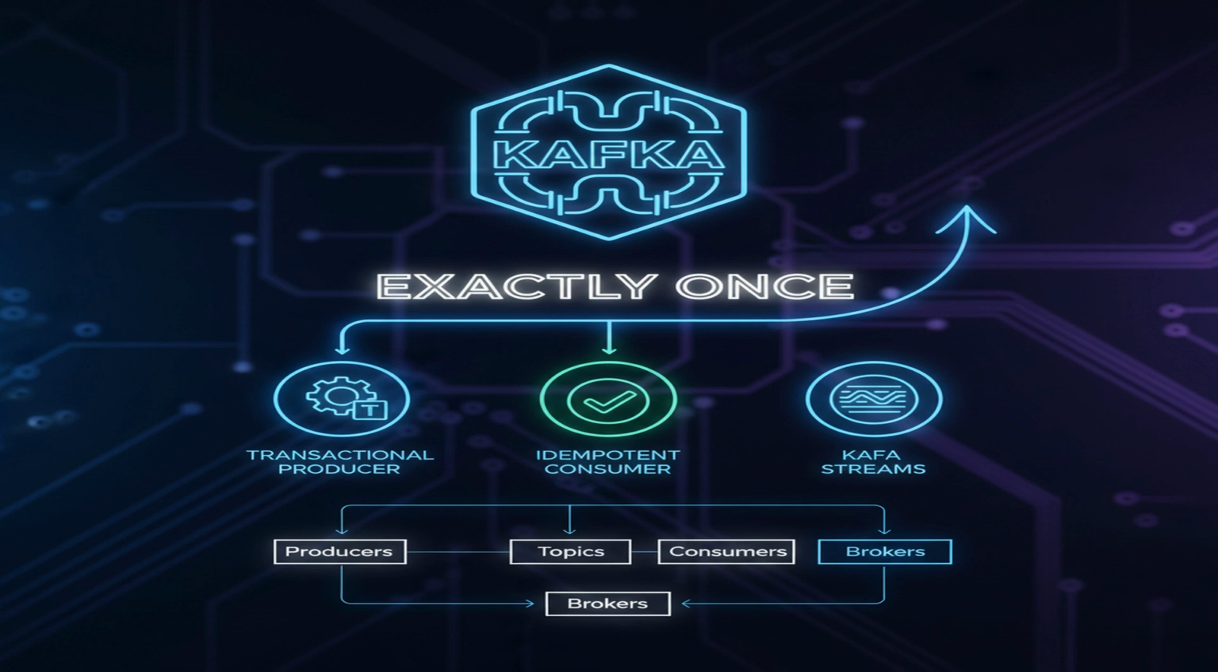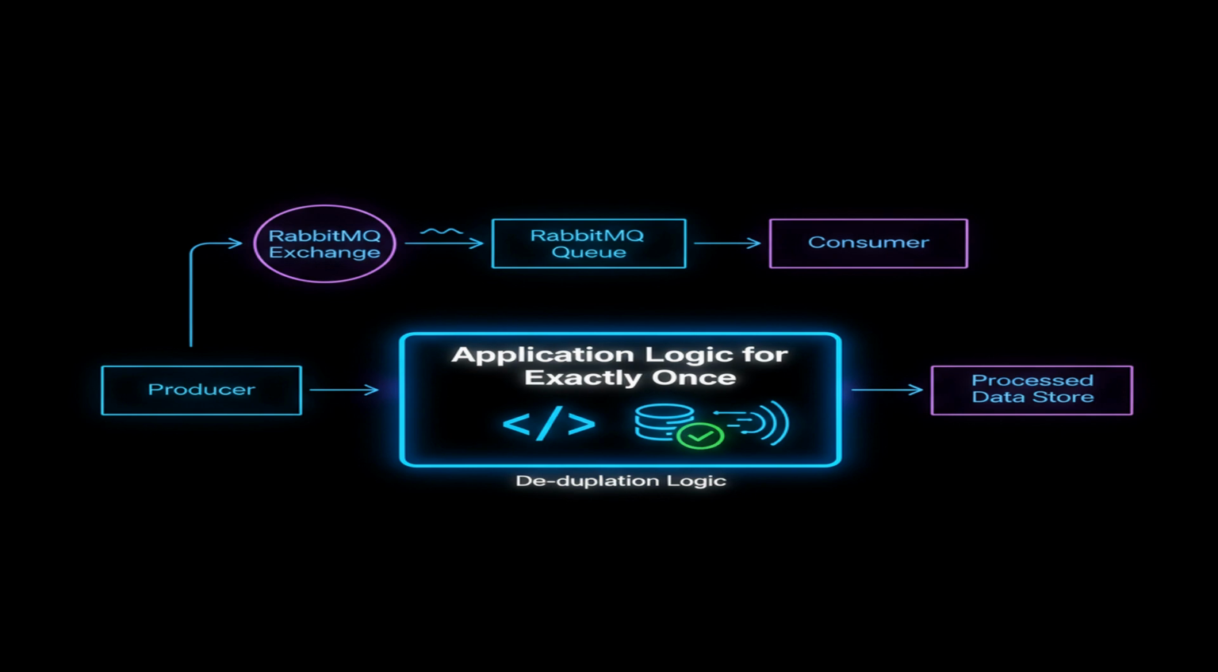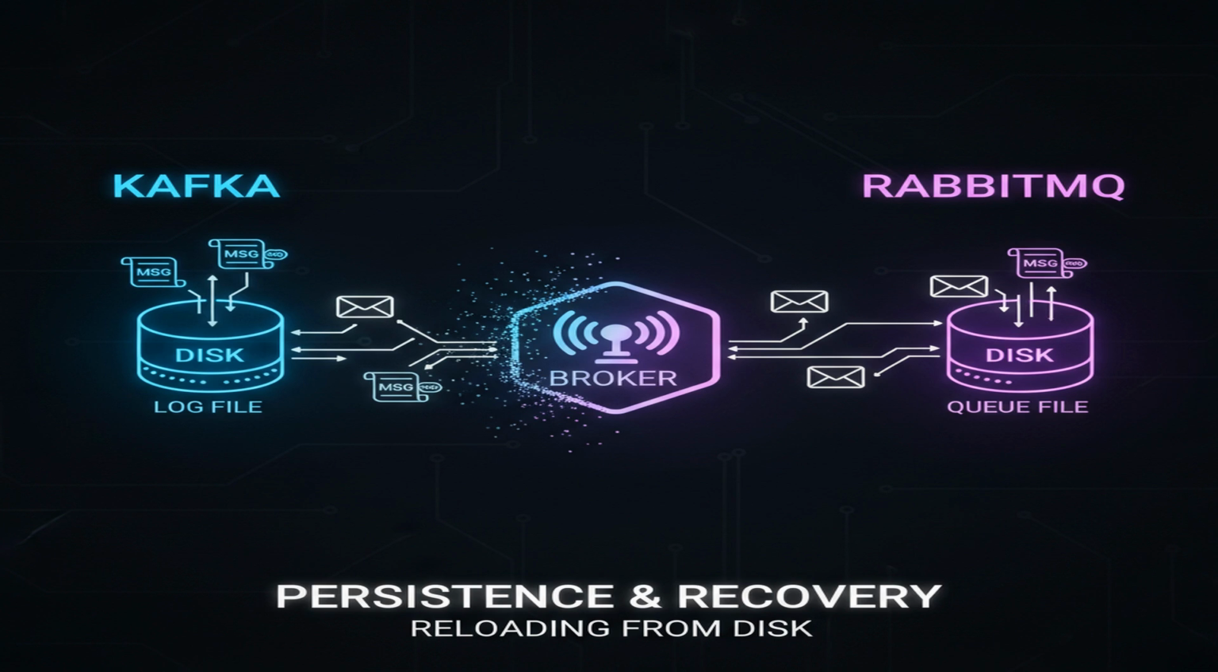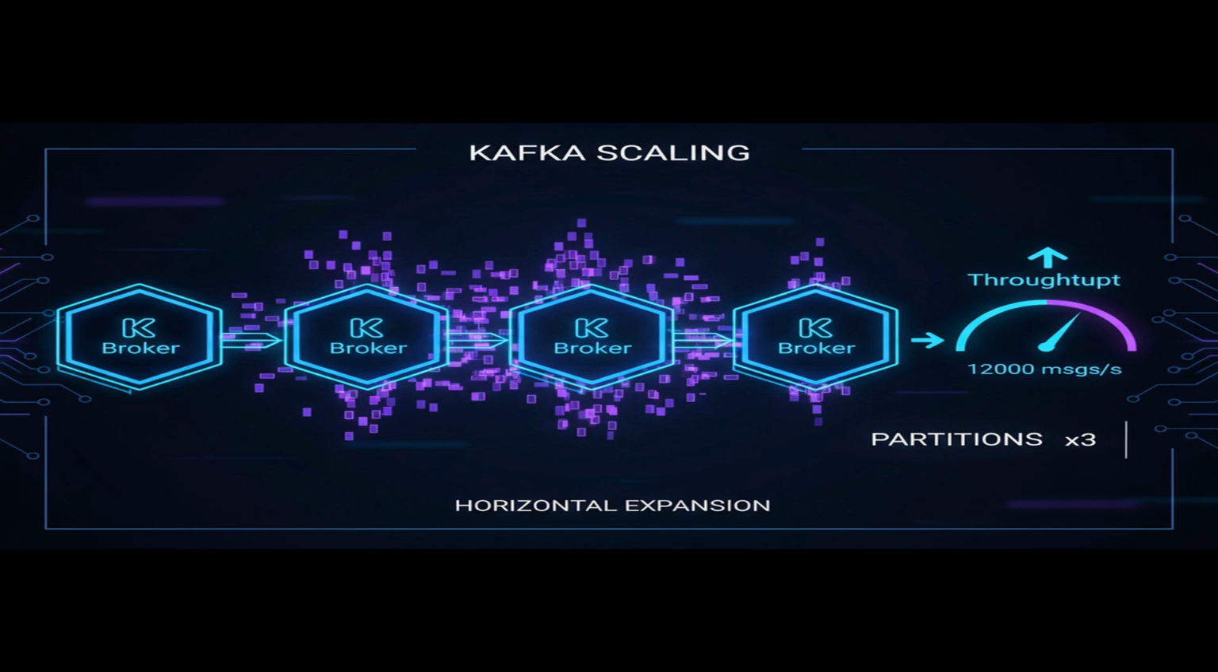Kafka offers at least once by default. Achieving exactly once semantics requires careful configuration, like transactional producers and idempotent consumers, or using Kafka Streams. RabbitMQ provides at least once delivery with publisher confirms and consumer acknowledgments. Exactly once is generally not a built-in feature and requires careful application-level implementation. Message persistence is crucial. Both Kafka and RabbitMQ persist messages to disk, ensuring they survive broker restarts. Kafka's append-only log and replication are key here.